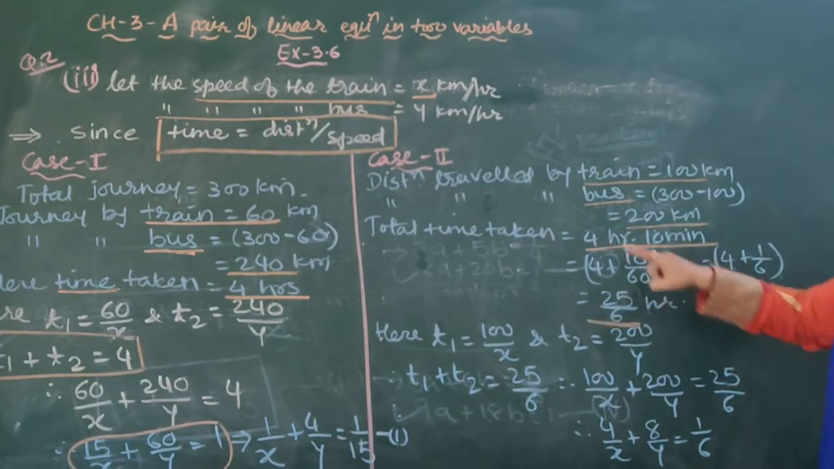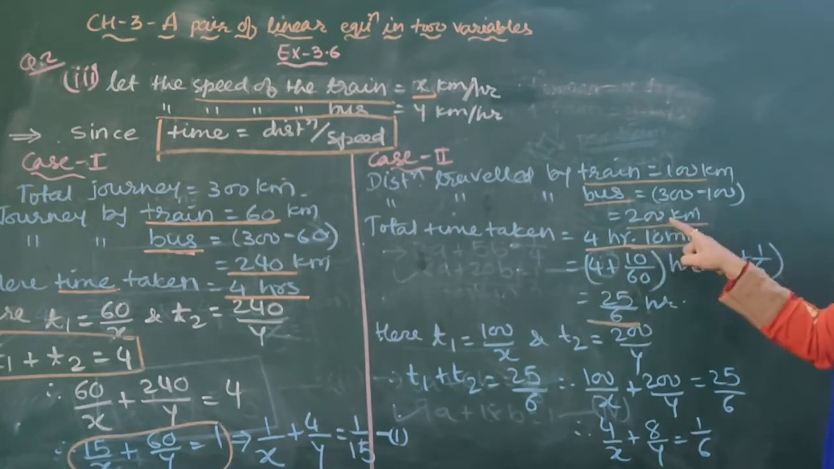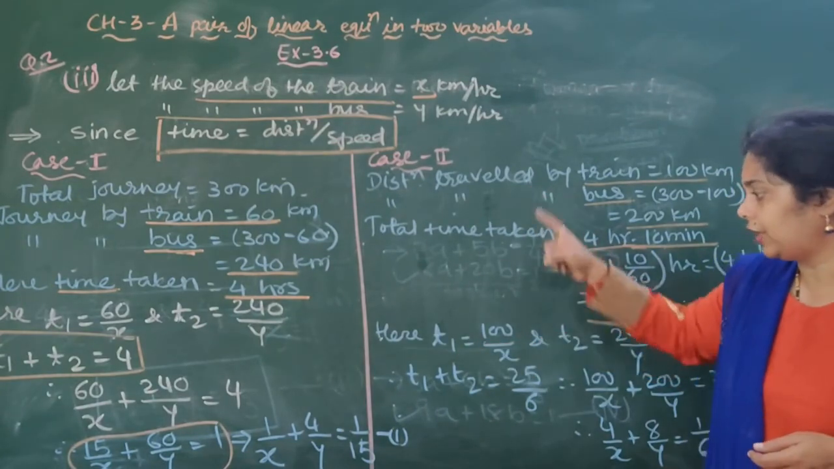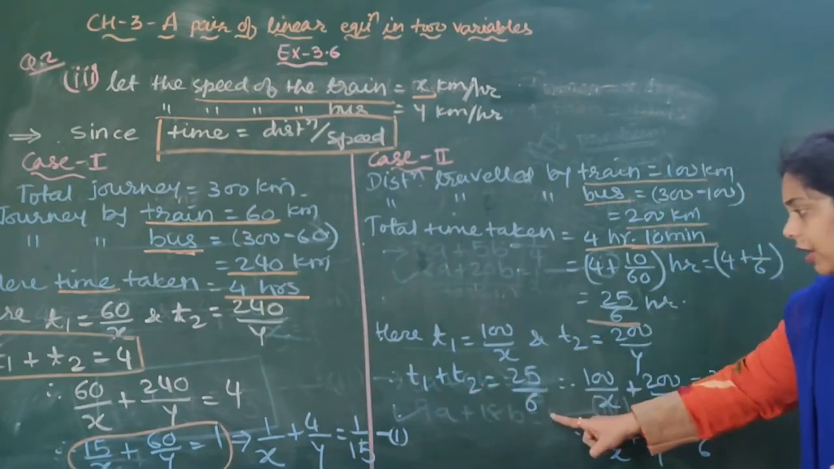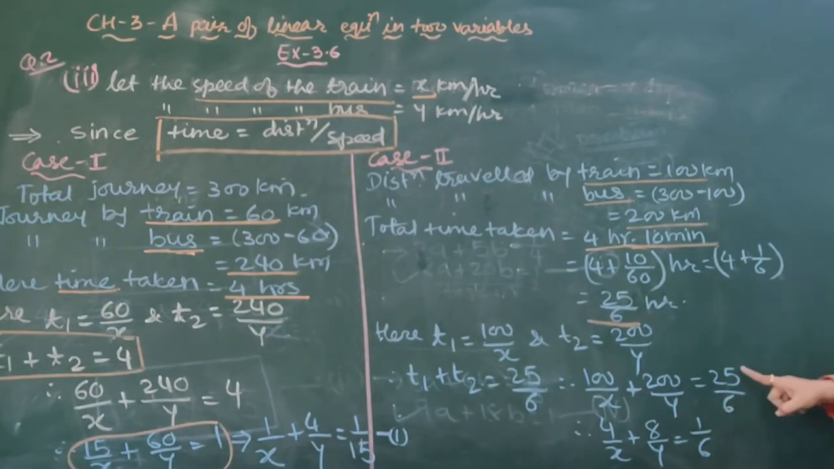She needed this when she travelled by train 100 kilometers and by bus 200 kilometers. Again the same concept we are going to use. T1 is for train and T2 is for bus. And therefore T1 plus T2 is 25 by 6. And therefore 100 by x plus 200 by y is equal to 25 by 6. If we take out 25 as a common from all these three terms, finally we get 4 by x plus 8 by y is equal to 1 by 6. Now this is the second linear equation.